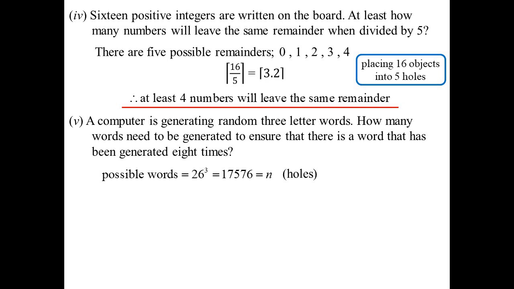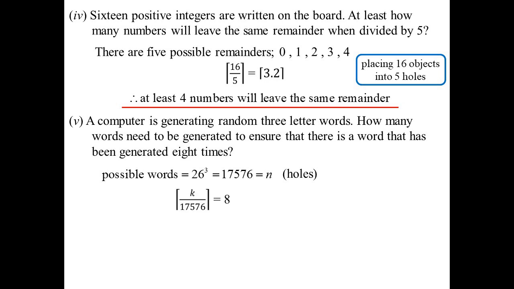Okay, basic counting principle. First letter, 26 possibilities. Second letter, 26 possibilities. Third letter, 26 possibilities. There are 17,576 possibilities, or for the sake of our question, pigeonholes. Because when it gets spat out, we're going to put it against that word. Okay. We're trying to work out how many we need to make the answer 8. We want it to be generated 8 times.